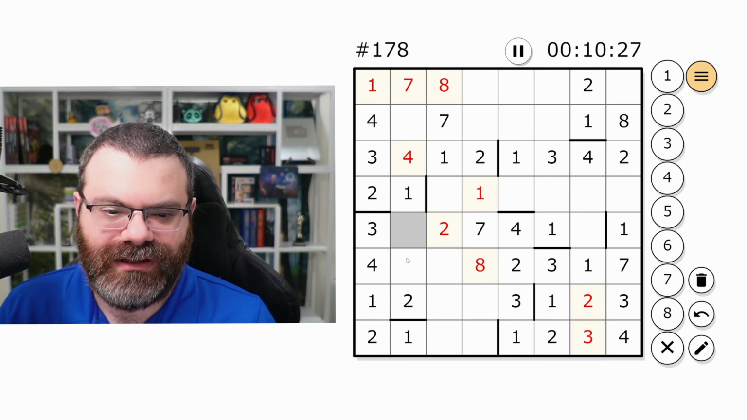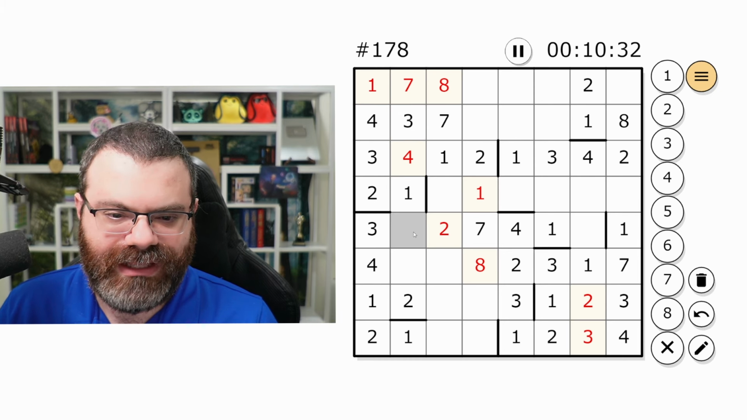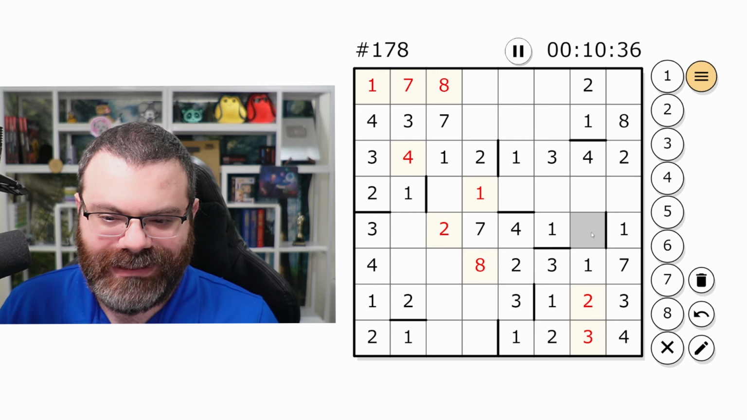Yes, we need a 3 in this column. Can't be here or here. So that's a 3. We are left with 5, 6 again. So many 5, 6s.